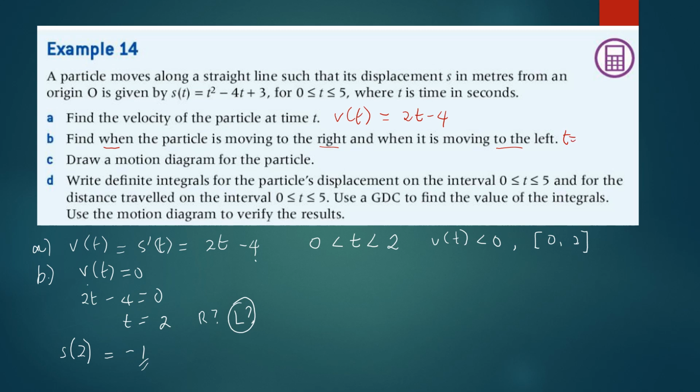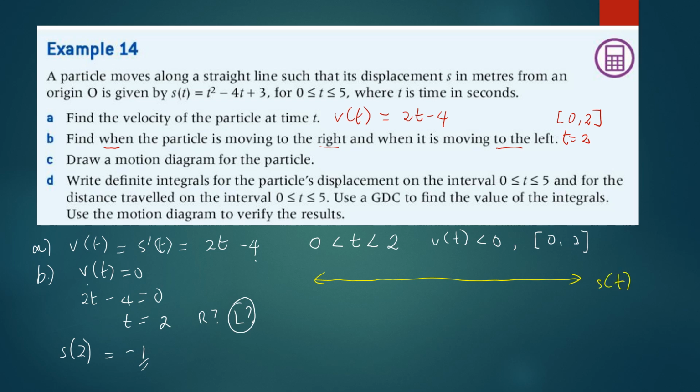Where time equals 2. So we can also say that at this interval, it's moving to the left. Okay, so draw a motion diagram for the particle. So let's have this as our motion, displacement s of t.